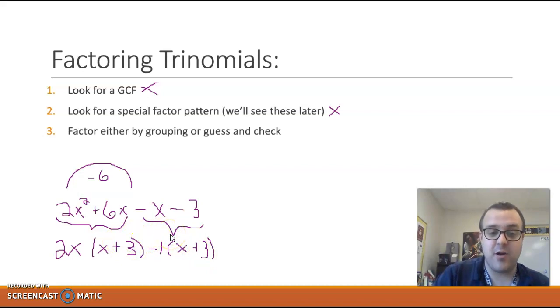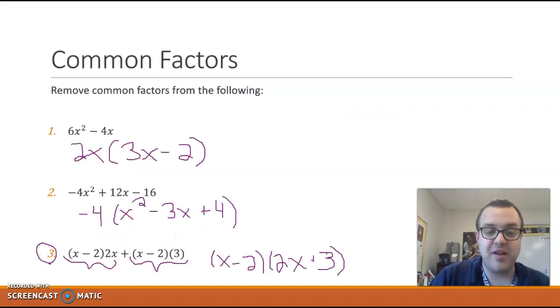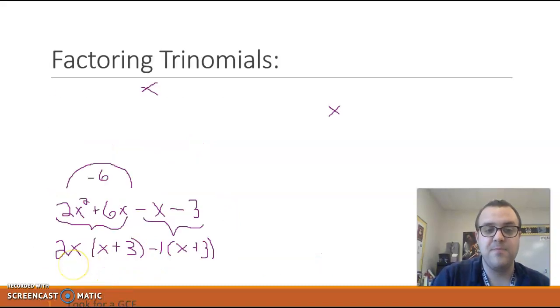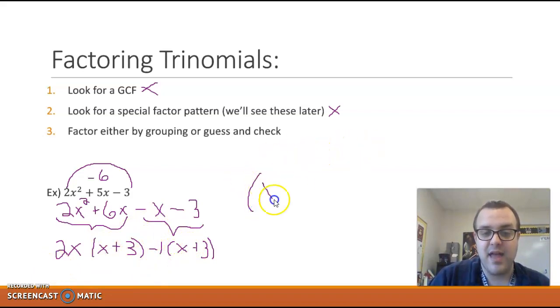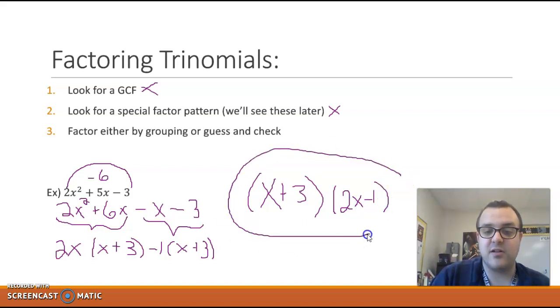That goes back to the earlier example. I want to show you, it's basically this example right here, right? You have this thing and you're taking out that x minus 2. That's what we're dealing with here. We have this x plus 3 in both, and we're going to take that out. So I'm going to end up with x plus 3 times 2x minus 1, because that's what's left over after I take out the GCF, and we just successfully factored by doing the grouping method, okay?